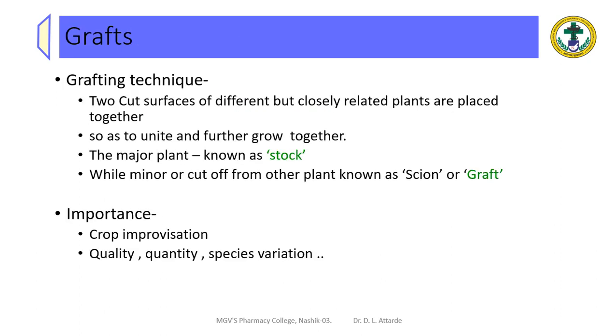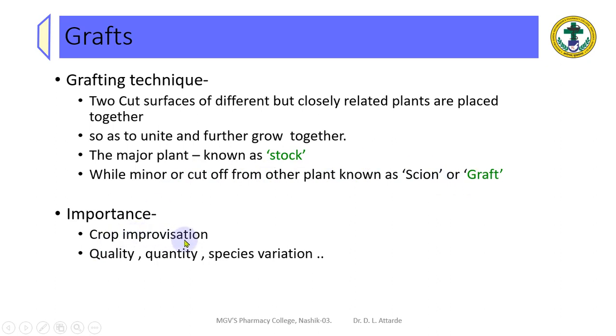Next, grafts. Now what is a graft and how does it help? The basics of grafts: two cut surfaces of different but closely related plants are placed together to unite and grow further together. The major plant is known as the stock, and the minor or cut part from the other plant is the scion or graft.